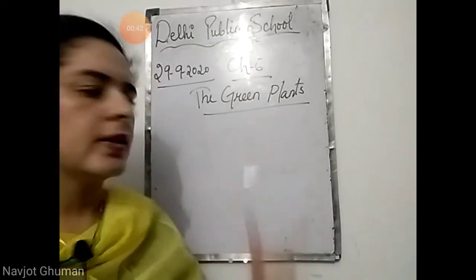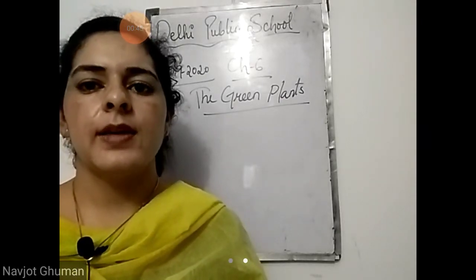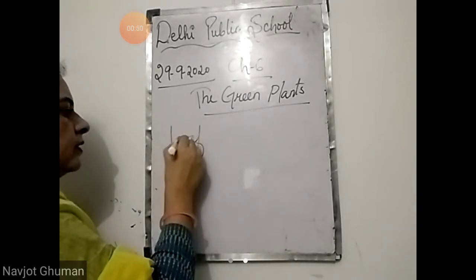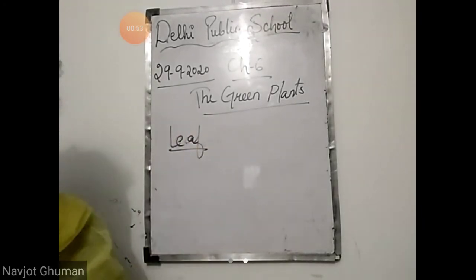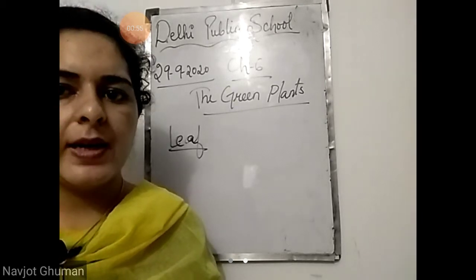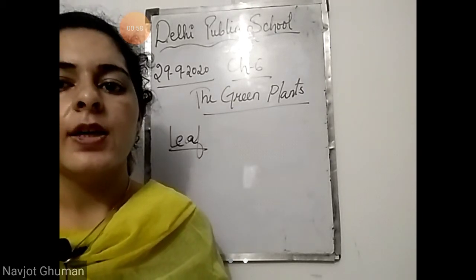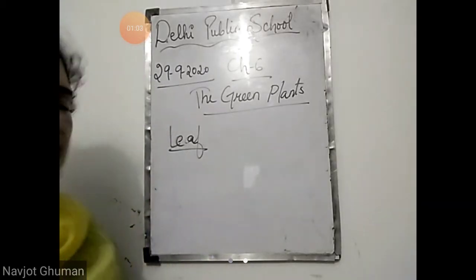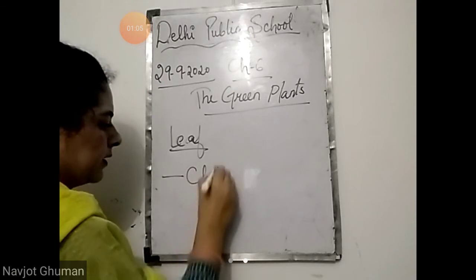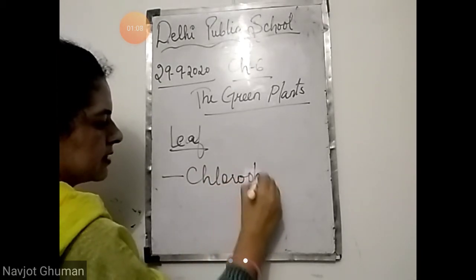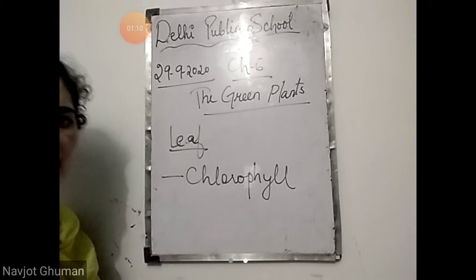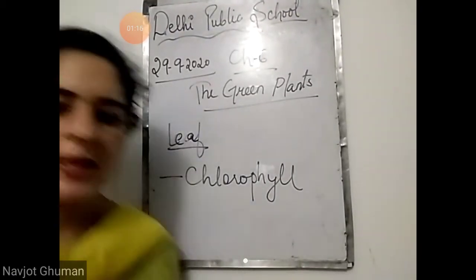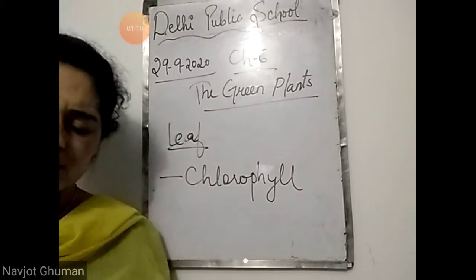What is the first topic in this chapter? The first topic we read was leaf. There are many plants on the earth, and plants are identified from their leaves only. Most plants have green colored leaves due to the presence of a substance called chlorophyll. Due to the presence of this substance, plants look green to us. ये leaves में present होता है, इसकी वजह से ही जो plants हैं वो हमें green दिखते हैं.